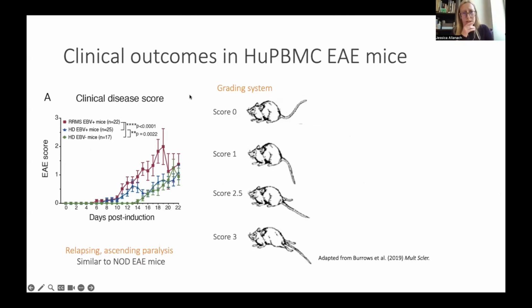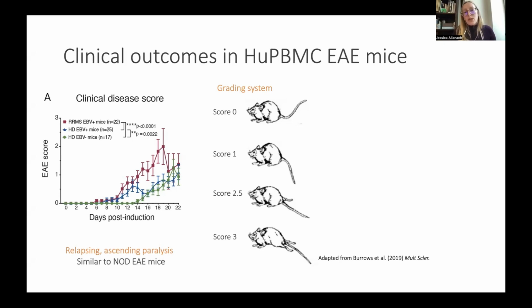We then transferred those cells into the mice, and then we induced EAE. And so for those who are not as familiar with EAE, EAE works by introducing a specified antigen, in this case we use MOG, in the context of an immune adjuvant. We use complete Freund's adjuvant, and we also administer pertussis toxin, which is thought to breach the blood-brain barrier to allow those autoreactive T cells to migrate into the CNS.